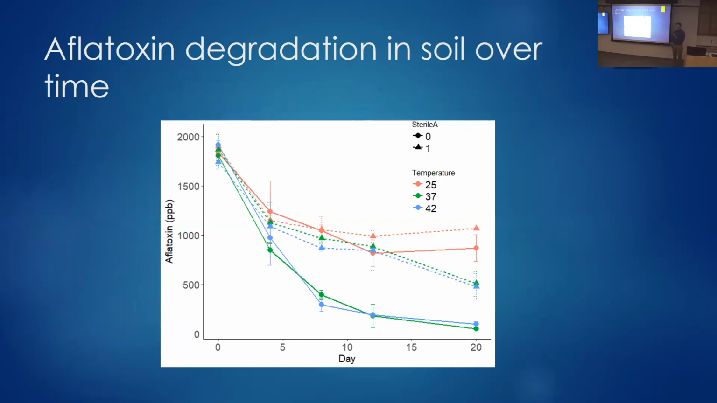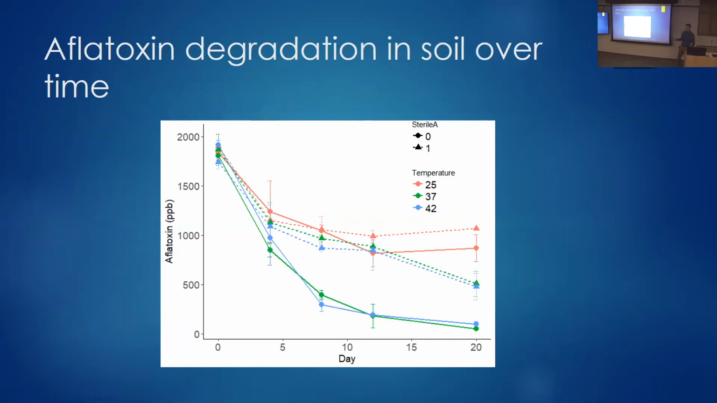In fact, we think that this might be such quick degradation that it's difficult for the fungus to produce enough toxin to keep up with the rate at which it's degraded in soil. Okay, so this starts to paint a picture of maybe why aflatoxin is not great for fitness in a soil environment.